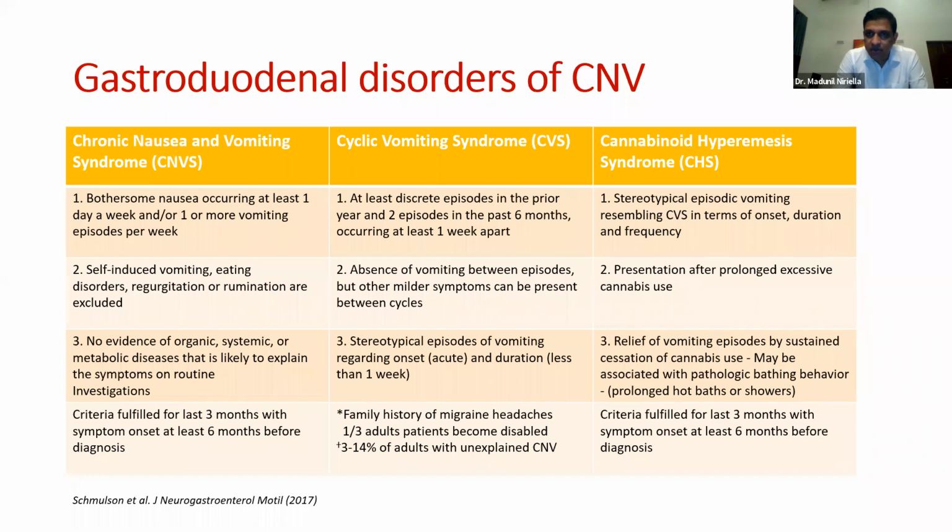Cannabinoid hyperemesis syndrome is characterized by stereotypical episodic vomiting resembling CVS in terms of onset, duration, and frequency. Presentation is after prolonged excessive cannabis use, and there is relief of vomiting episodes by sustained cessation of cannabis use. It may be associated with pathologic behavior such as hot baths and showers to relieve symptoms. Again, criteria should be fulfilled for the last 3 months with symptom onset at least 6 months before the diagnosis.